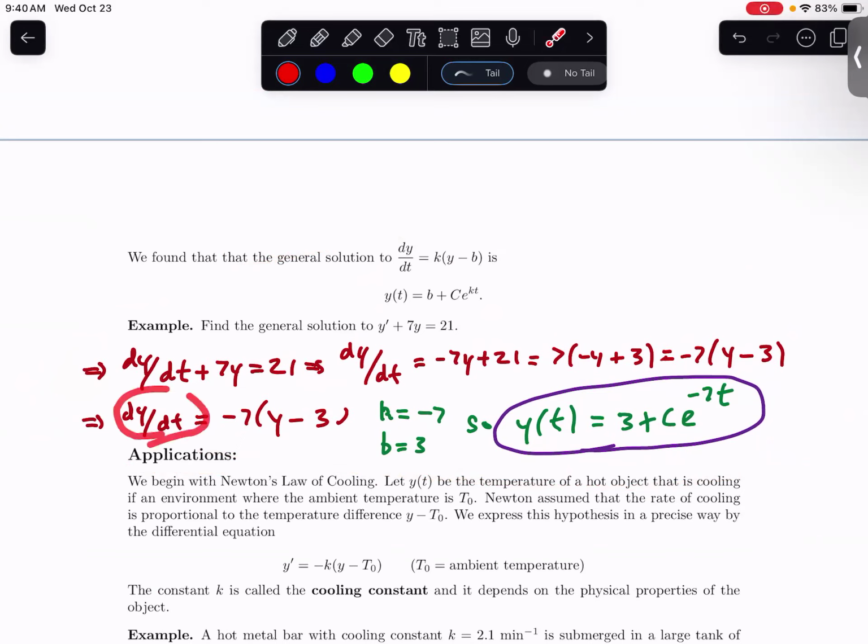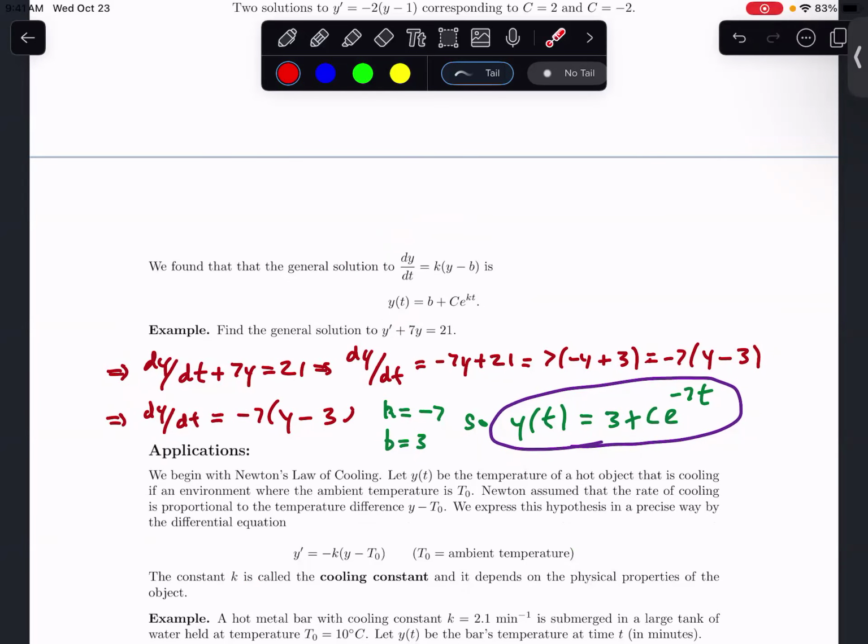Like from here, you can divide both sides by y minus 3. You would integrate both sides, like natural log of y minus 3. And then you would have to solve. It's more work, but technically you don't have to memorize anything, or put this on your note card, but it's easier. You can skip a lot of steps. Okay, any other questions?